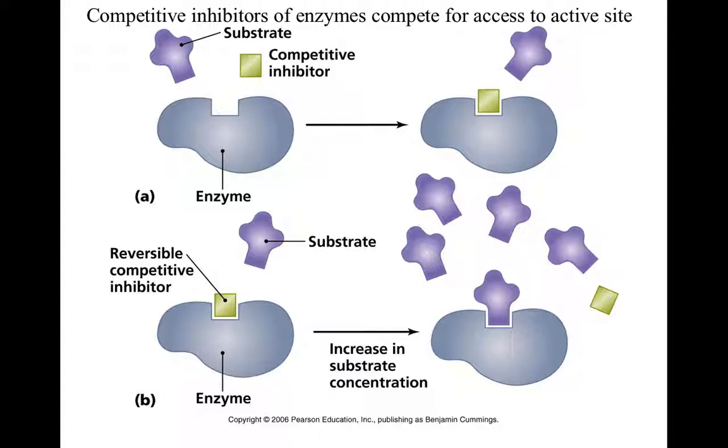Well, if a cell was going to make a competitive inhibitor to control its own enzymes, these competitive inhibitors would always be what we call reversible. They would bind and release, bind and release.